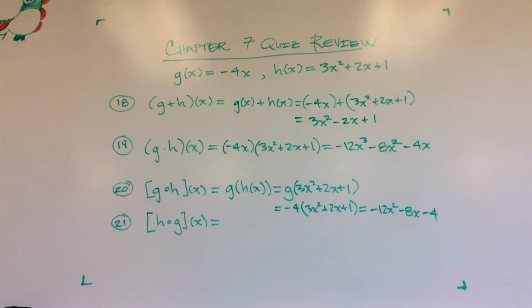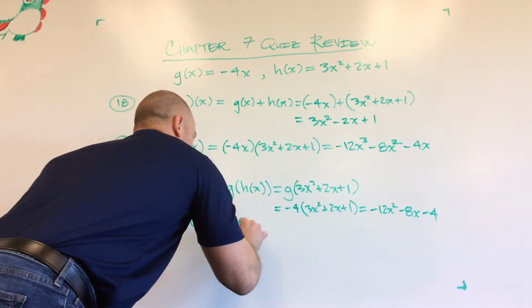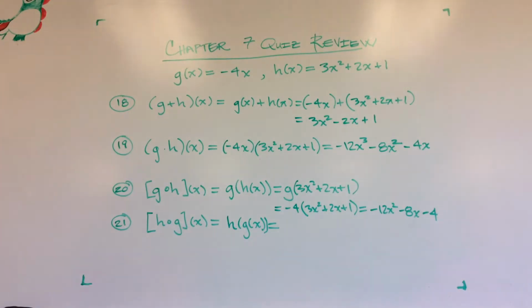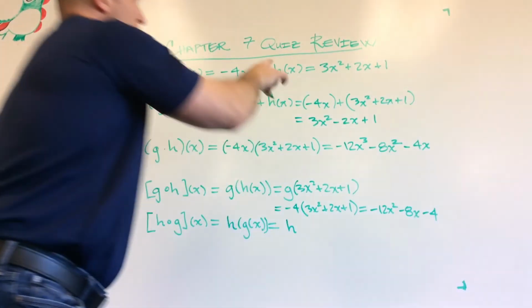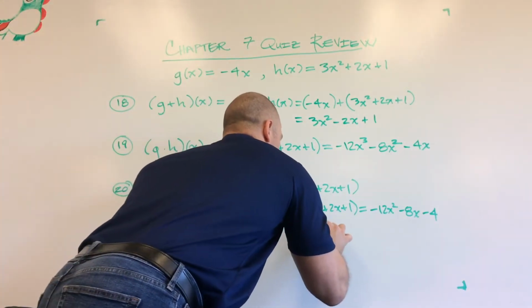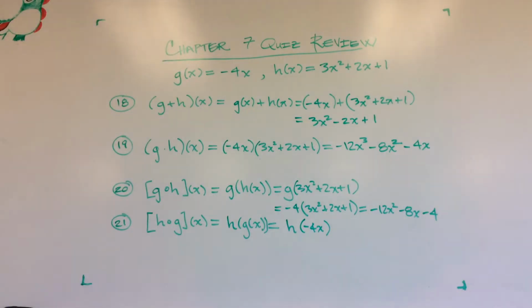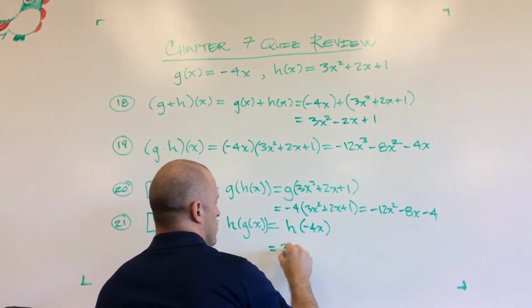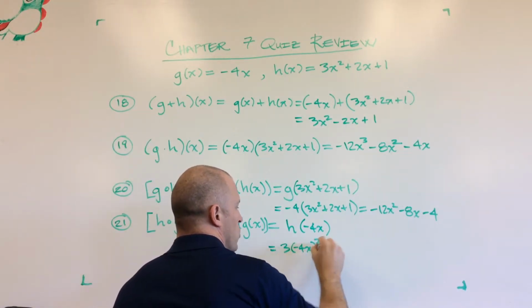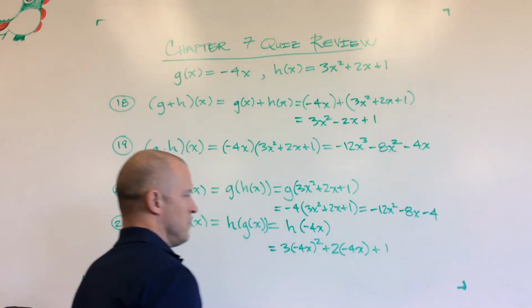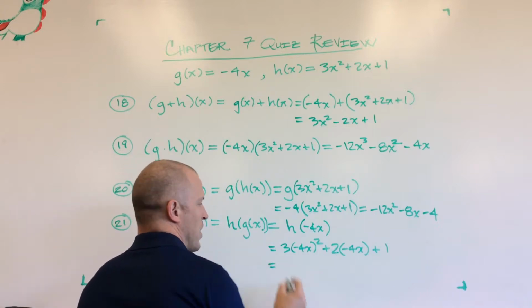For H composed with G, or H of G, we're going to do the same process with a different order of which function is going in. So H of G of x says we're going to take H but input G of x, meaning negative 4x, everywhere that x would normally go. So at that point, we're going to take our G and have 3 times negative 4x squared plus 2 times negative 4x plus 1.